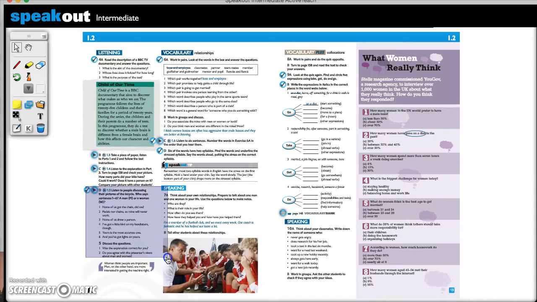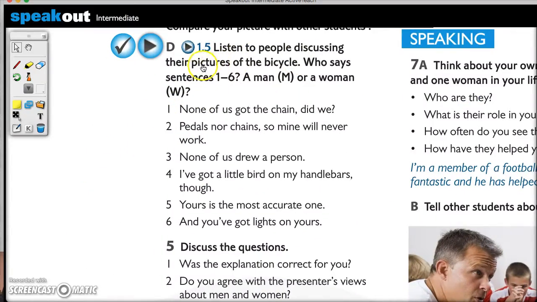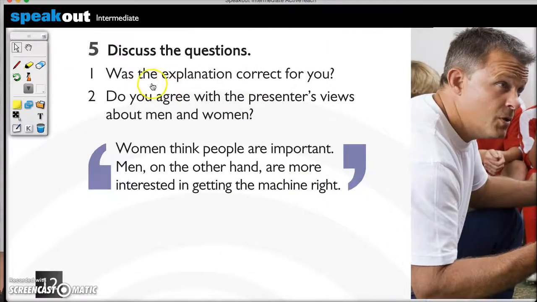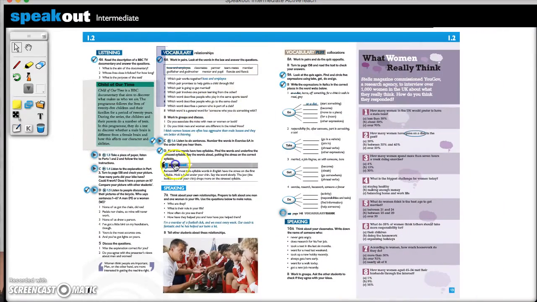Next, you have another part. It says listen to people discussing their pictures of the bicycle. So people who did the same activity you just did are discussing how it went. And you have to simply identify who says these 6 sentences. If it's a man or a woman, just that, man or woman. And then, again, as in the discussion activities, this is something that is more oriented towards a classroom, so you don't need to do that at home.